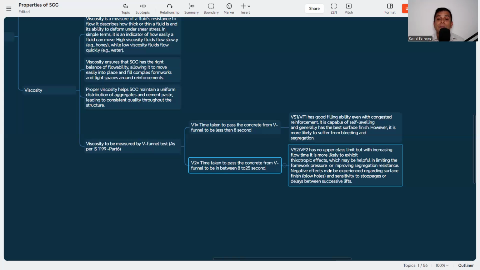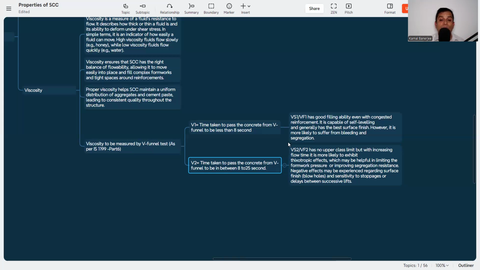Then limiting the pressure, improving segregation resistance. That means it also improves the segregation, that means there will be no segregation of the components of the concrete. Experience regarding surface finish and sensitivity to stoppage or delays between successive lifts. So these are the V1 and V2.